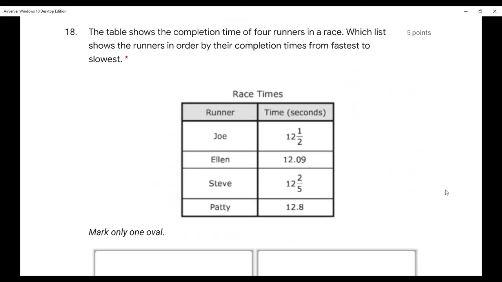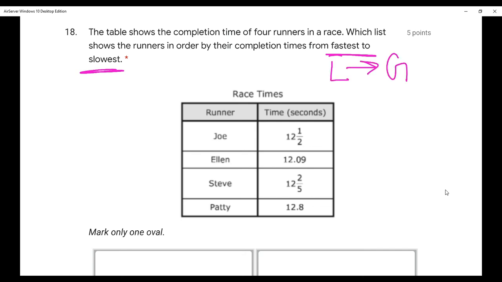Okay, these last couple are going to be ordering. So this is a review of what we've done before. So we're going to be ordering in descending and ascending order. It says the table shows the completion time of 4 runners in a race, which list shows the runners in order by the completion time from fastest to slowest. So remember, in a race, if you finish just fast, your time's going to be lower than my time. So we're going from least to greatest.